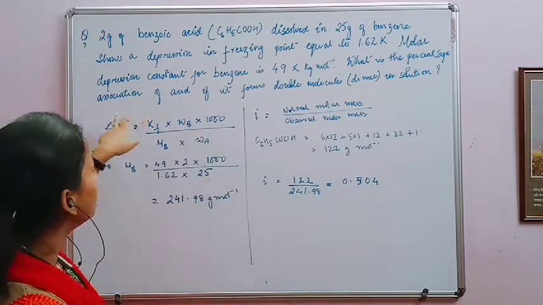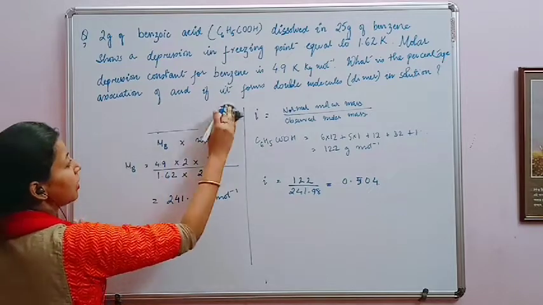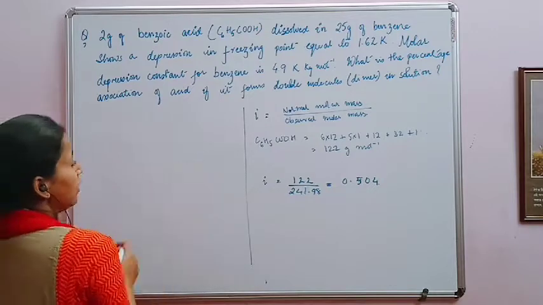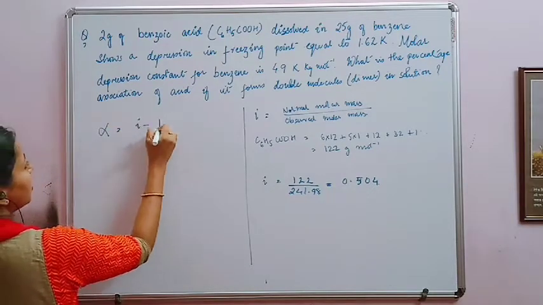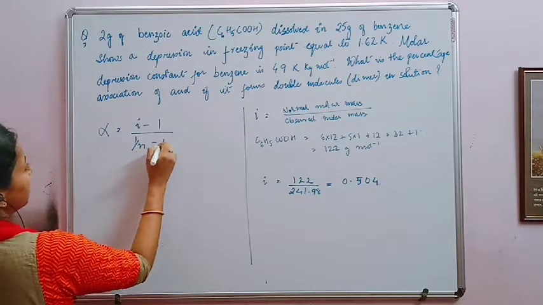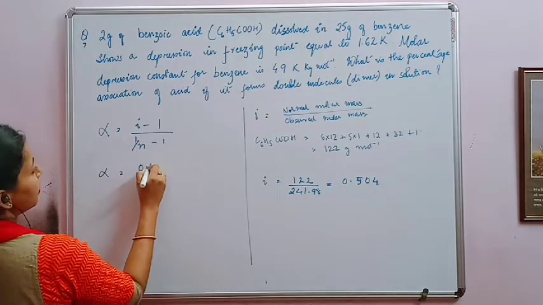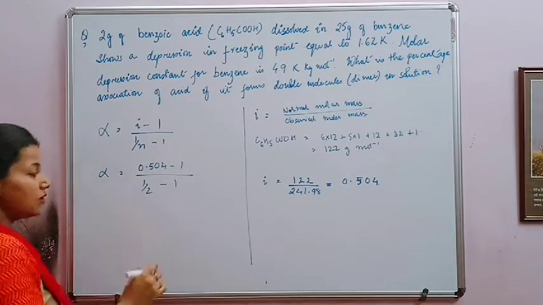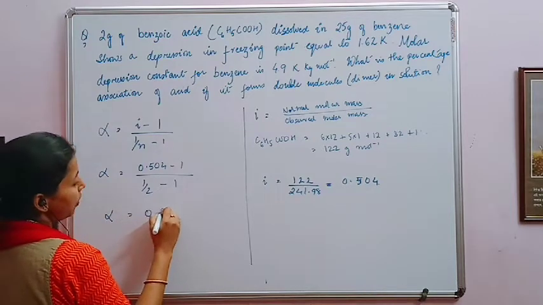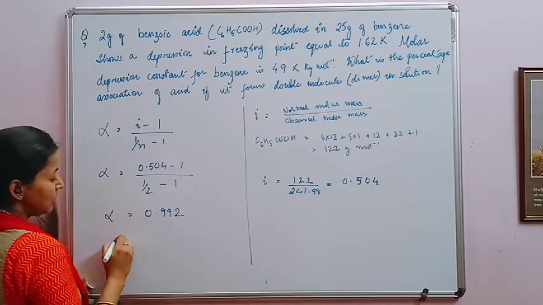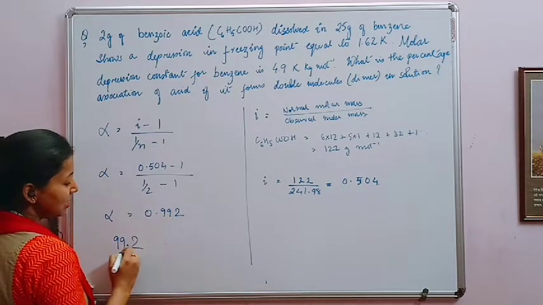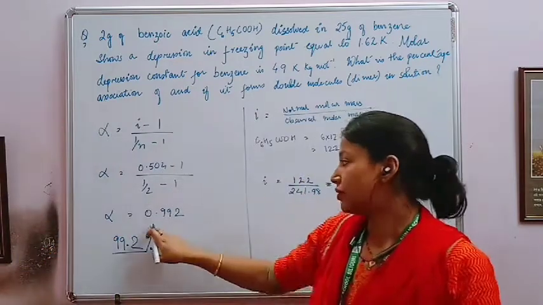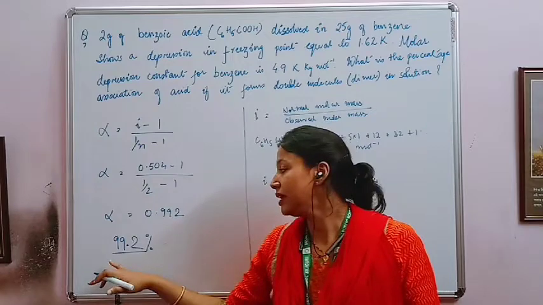Let's put this value in alpha now. So we have got everything that we require. Alpha was (i - 1)/(n - 1), so alpha is equal to (0.504 - 1)/(2 - 1). If you solve this, you will get alpha equal to 0.992. That is, the degree of association is 99.2%. Alpha is 0.992, so in terms of percentage it will be 99.2%.